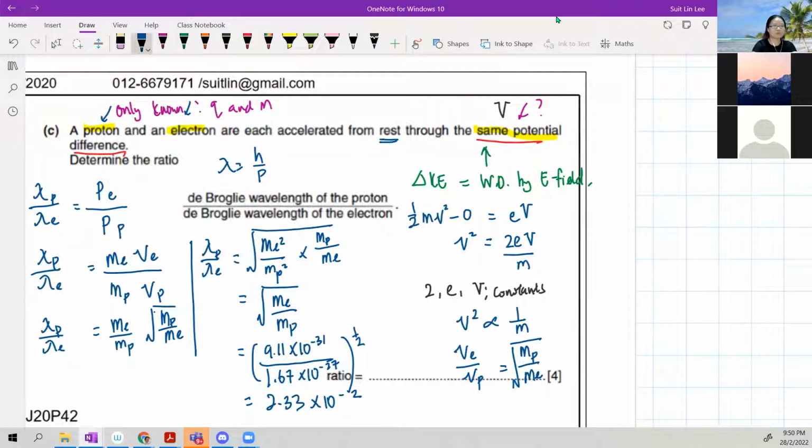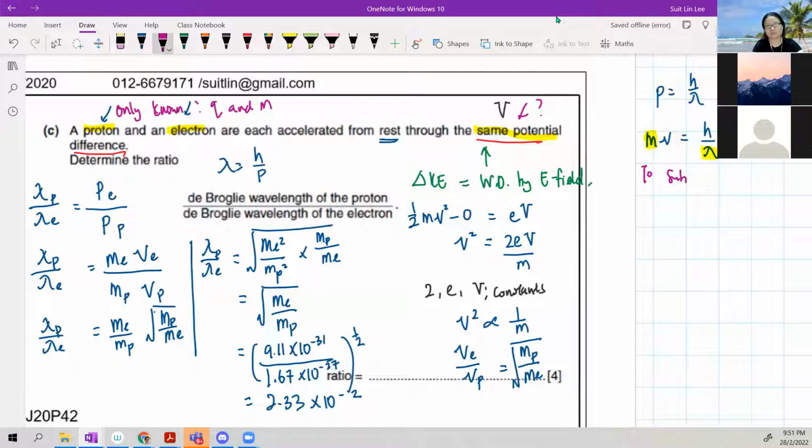So I'm going to start with this one. P is equal to H over lambda. I can handle P because I know the mass, but I don't know the velocity. So MV is H over lambda. I want to keep lambda here because they are asking for the ratio of lambda. So I choose what I want to keep. I want to keep this one. I want to keep this one. So now my modus operandi is substitute V.